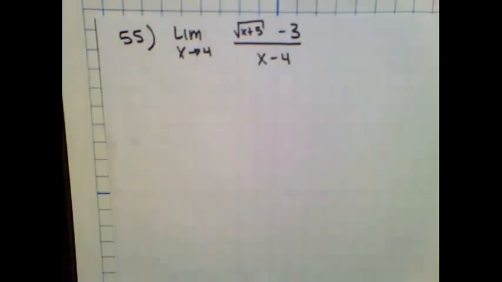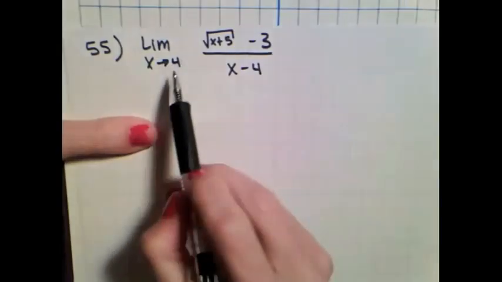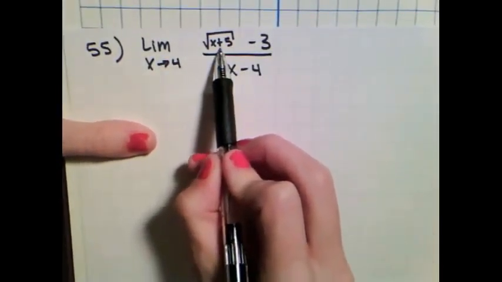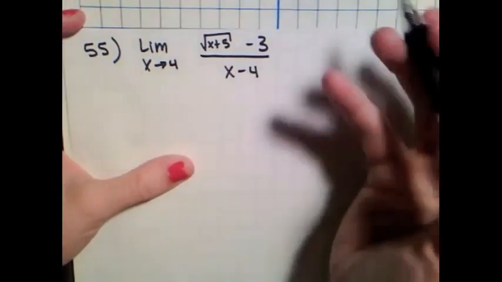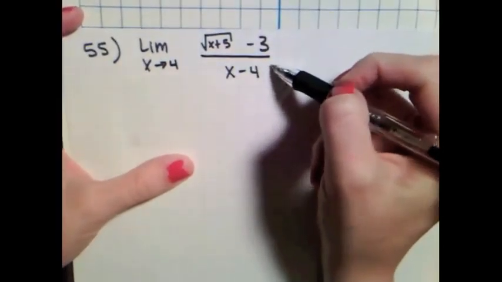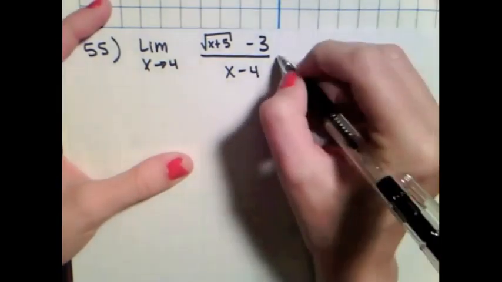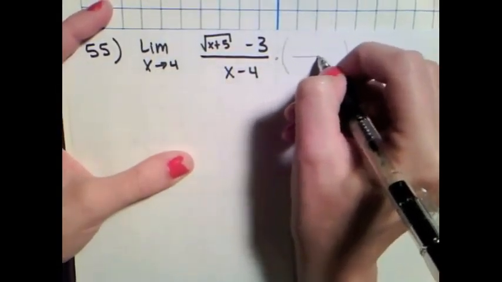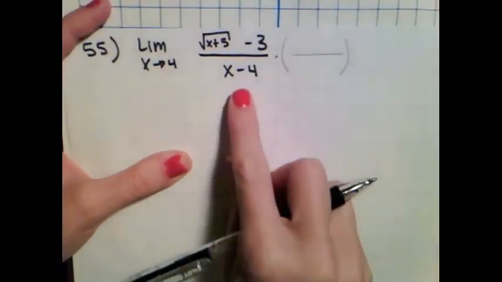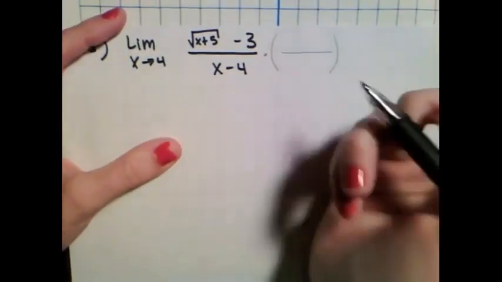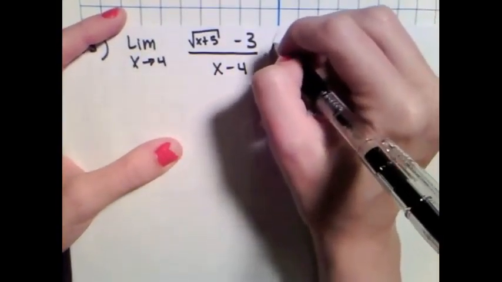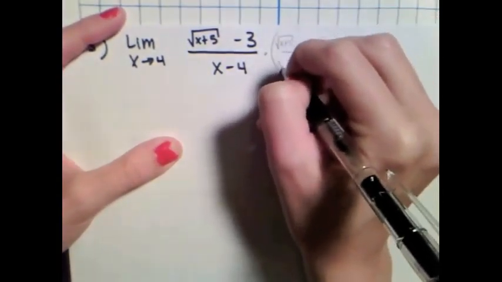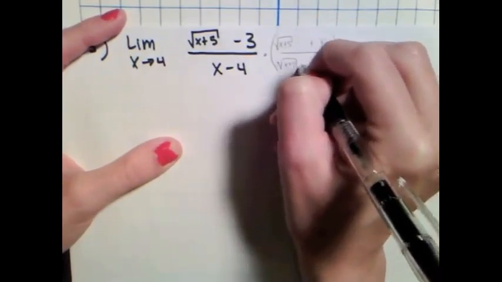Okay, number 55. Again, we're taking the limit of a rational function that contains a square root, and we're going to use our conjugate to simplify this function so that we can take the limit without getting 0 in the denominator. This example is probably looking a little bit more familiar to you. Our conjugate would be square root of x plus 5 plus 3.